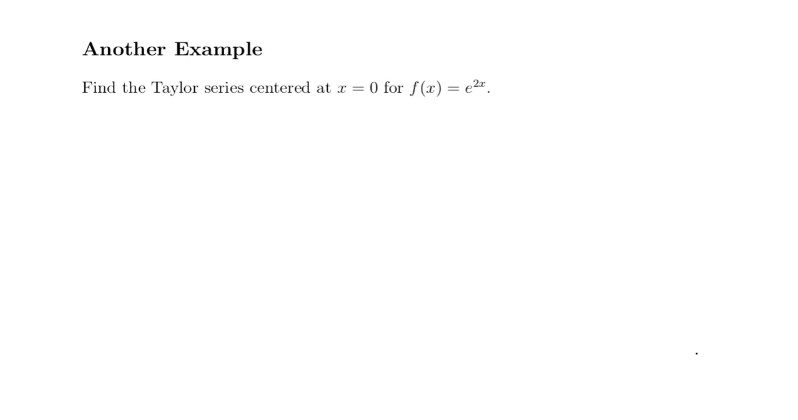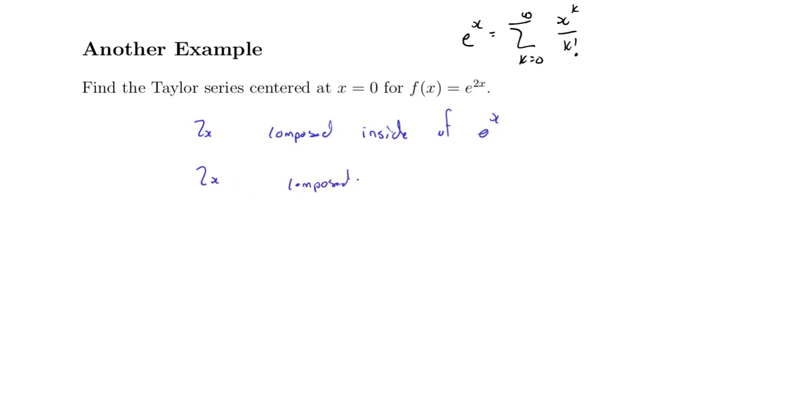Or if you want, what you can do is say, well, wait a second. I already know this one. I'm going to count this as like a known series from here on out. Let's just pretend that we've got this locked in our memory, even if you don't yet. And eventually you will. And I can notice that this is just 2x composed inside of e to the x. And so shouldn't it be 2x composed inside of the Taylor series for that?